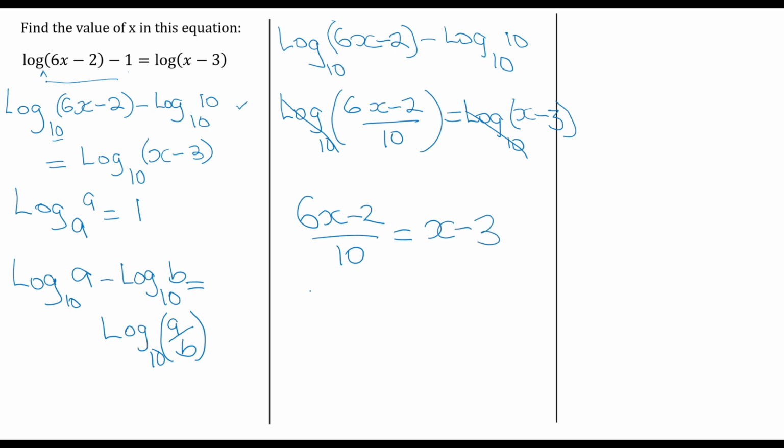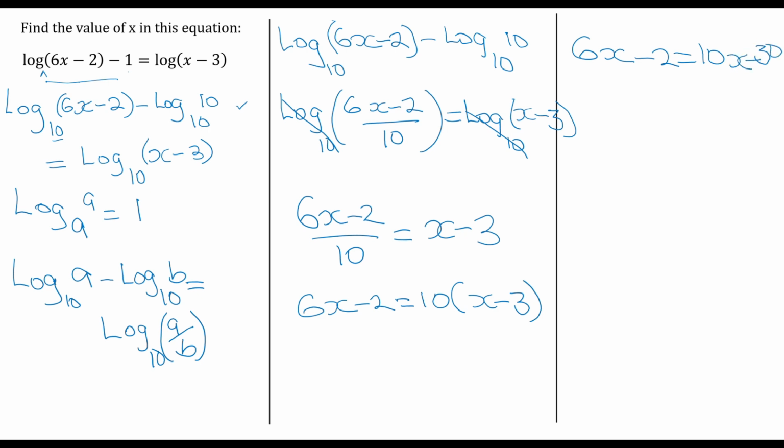Multiply through by 10, you'll have 6x minus 2 is equal to 10 open the bracket, x minus 3. This one will give you 6x minus 2 is equal to 10x minus 30. Like terms together, taking minus 30 to the other side, you'll have 30 minus 2 is equal to 10x minus 6x. Therefore, 30 minus 2 is 28, is equal to 4x.